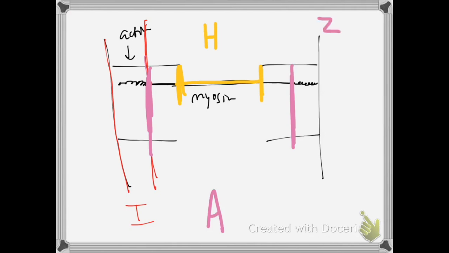So we've got Z lines, we've got I bands, A bands, H zone, and then if you go straight through the middle, you can do an M line. So we can say this M line is in between the two Z discs. We can say it's in the middle of the A band. We can say it's in the middle of the H zone. All those things mean the same thing.